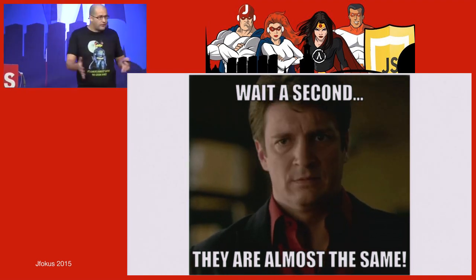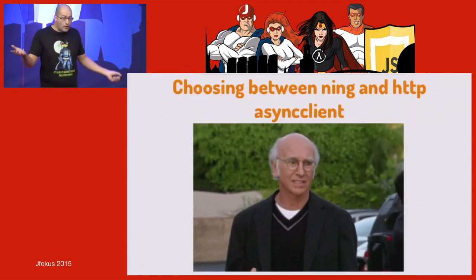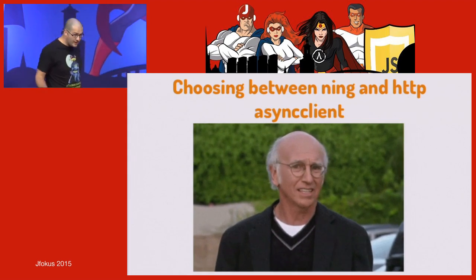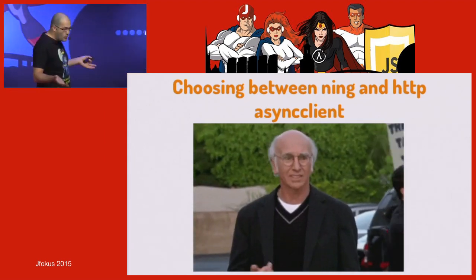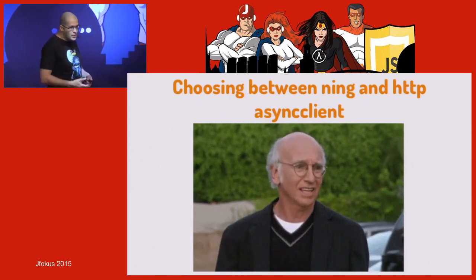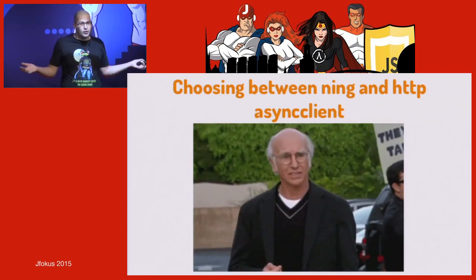We believe that this is the way to go. This is the right thing to do. And we have a problem. Now we have to decide. They're almost the same. We cannot decide. How can we solve this problem when we have two libraries and we cannot decide among them?